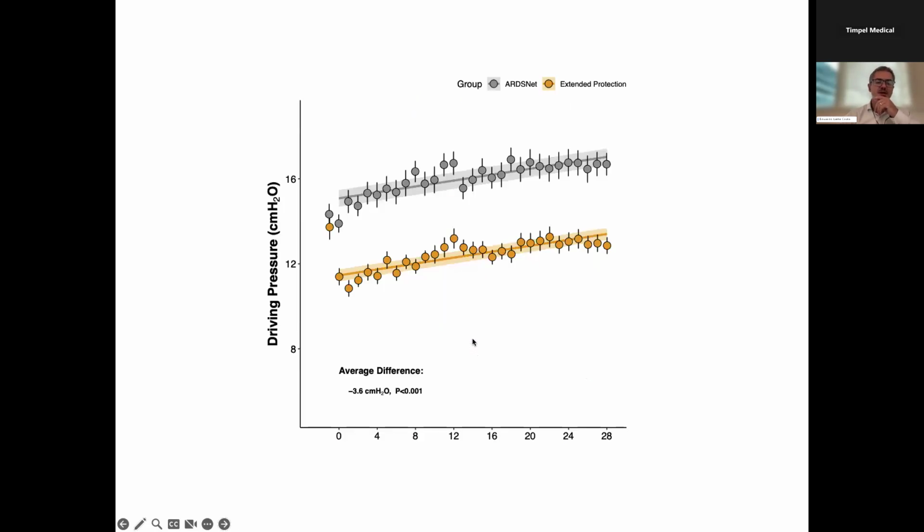Patients were then randomized, and each patient followed the PEEP level that was chosen according to the arm they were randomized to. This is the result in terms of driving pressure. Driving pressure was on average almost 4 centimeters of water lower in the intervention arm. They started very similar. After randomization, they became different, lower in the intervention, and this difference remained fairly stable over time.